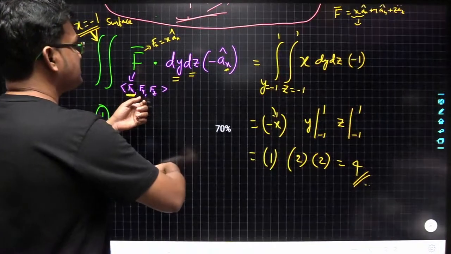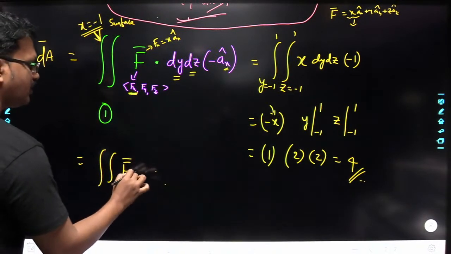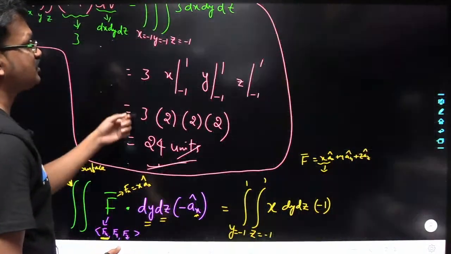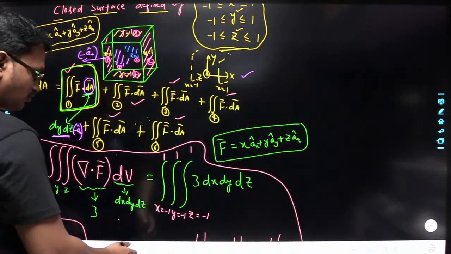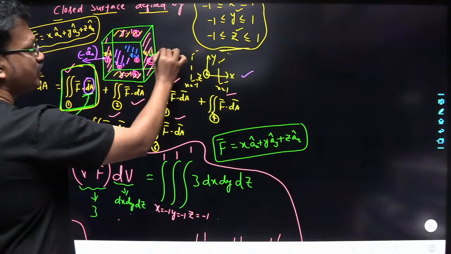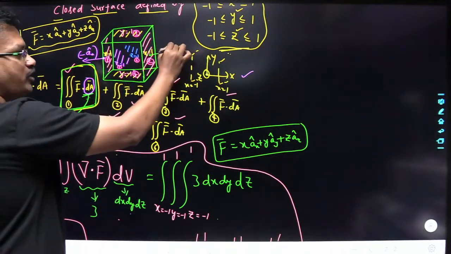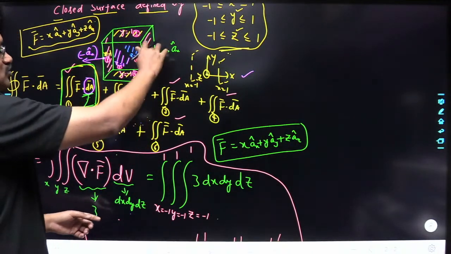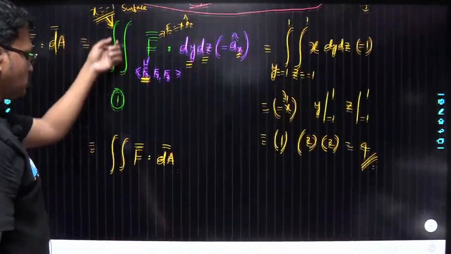Now, if you consider the second surface, what are you going to get? Here it is f bar dot dA bar. The second surface is nothing but the x is equal to 1 surface. What is the direction of this surface? It is given by the outward unit normal drawn to this surface, which points in the ax cap direction. So this is the flux through the x is equal to 1 surface.